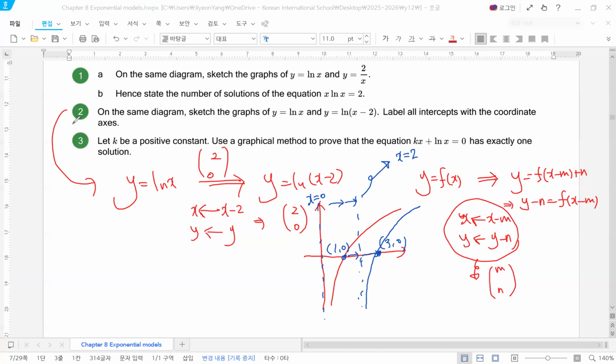And then Jason, please read question number 3. Let k be a positive constant. Use a graphical method to prove that the equation kx + ln x = 0 has exactly one solution.